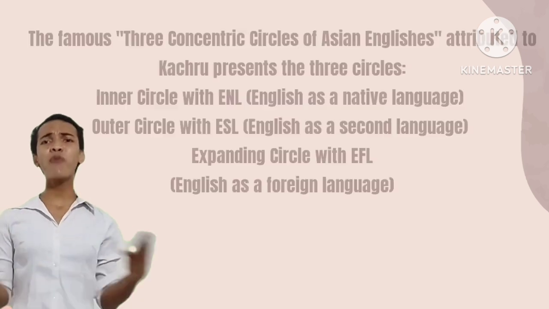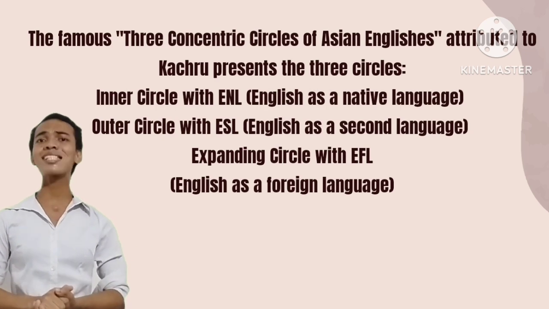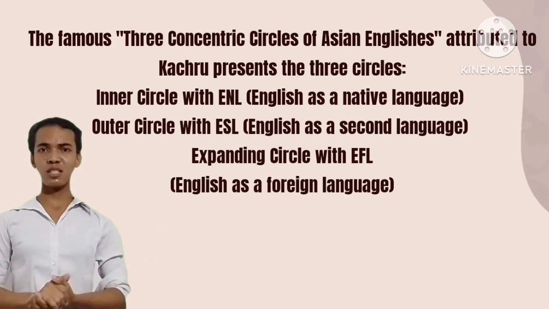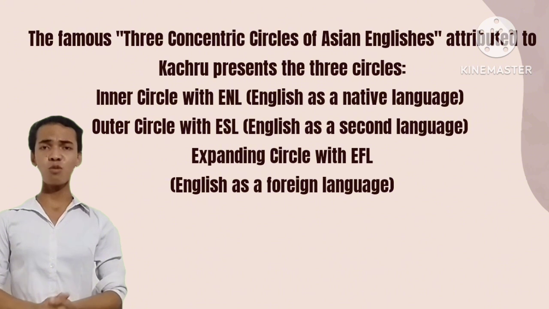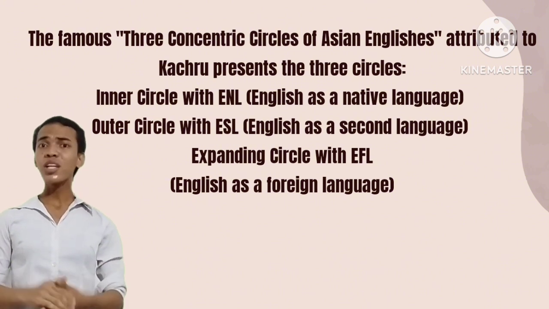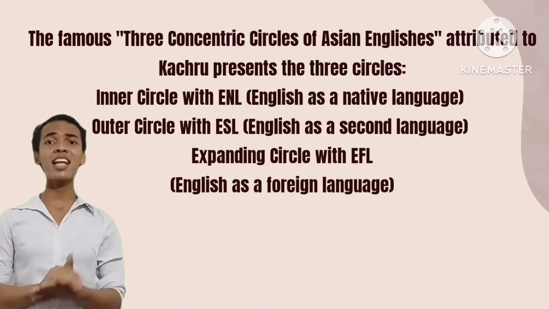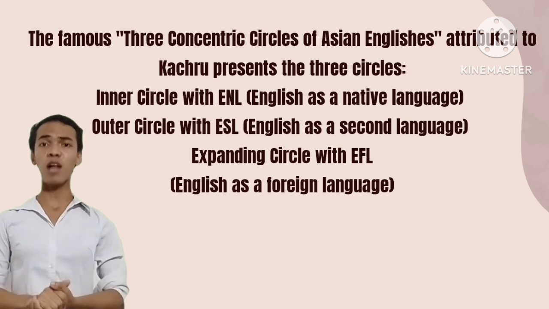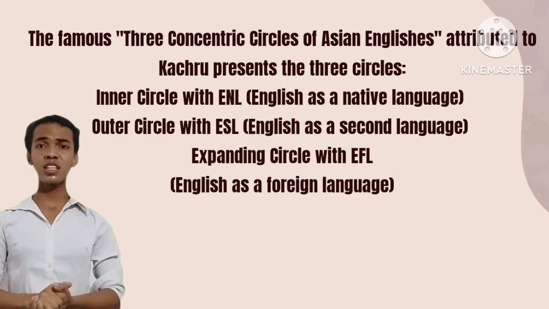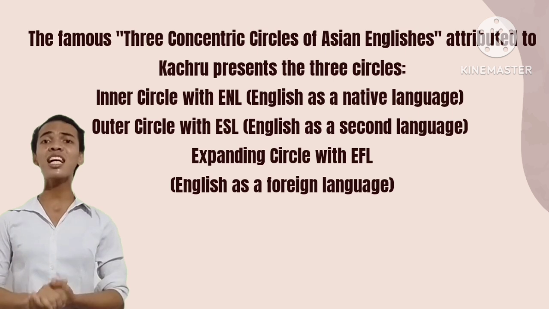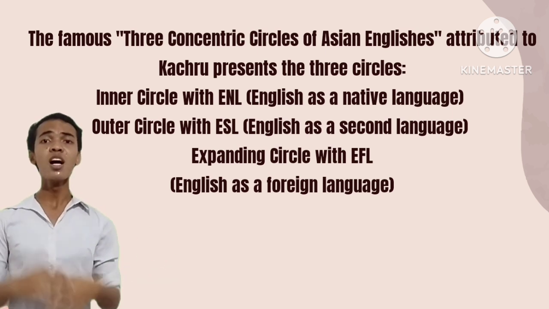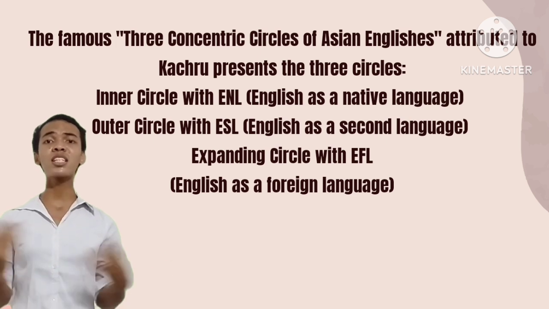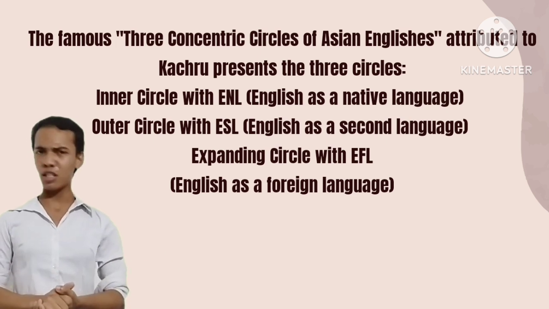Who is Braj Kachru? He has introduced the famous three concentric circles of Asian Englishes. Kachru presents the three circles, which are the inner circle or ENL, or English as a native language. We have also the outer circle or ESL, the English as a second language. Lastly, we have the expanding circle, which is EFL, or English as a foreign language.